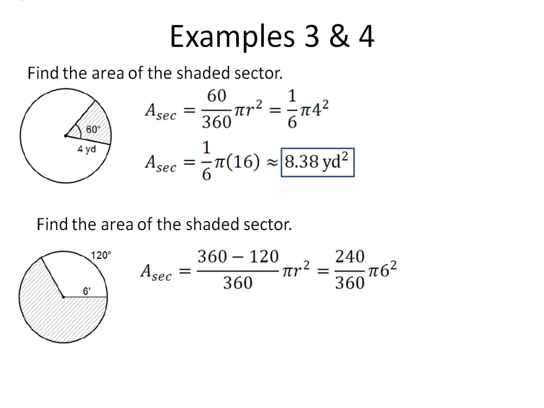So we take 360 minus 120, so that's what we put over 360, times the area of the whole circle, which is pi r squared, which reduces to 240 over 360 times pi 6 squared. So the area of the sector simplifies to 2/3 pi times 36, which is approximately 75.40 square feet.